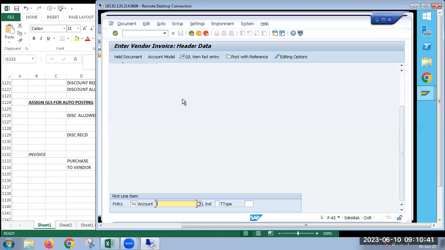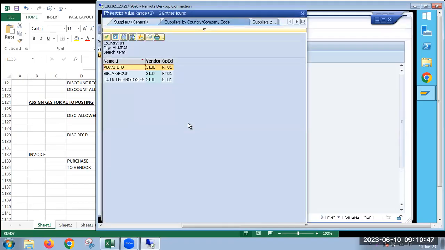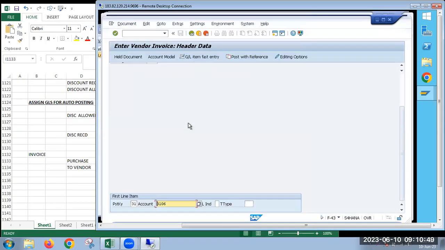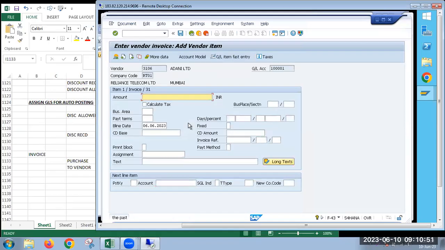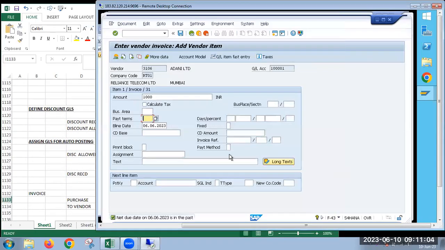With a vendor, okay, let it be Adani. You go for a 1,000 rupees transaction. So payment term we can specify. What is your payment term? PTR1. Okay, fine. For the moment there is no day specification, nothing.